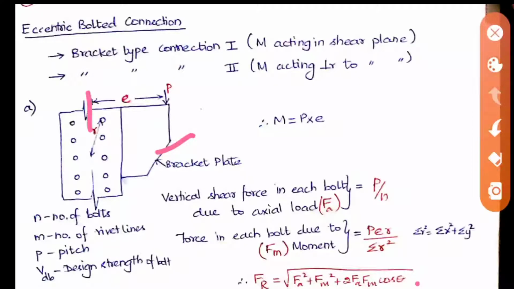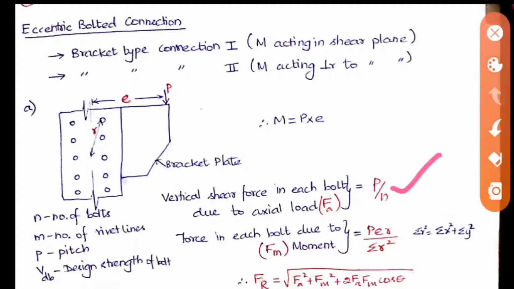Now we want to find the force required and the force experienced by each bolt, and that we have to calculate. The first thing I have written here is the vertical shear force in each bolt due to the axial load, mentioned as Fa. The vertical shear force is directly due to the load, so we can directly divide the total load P by the number of bolts. That is the first thing.